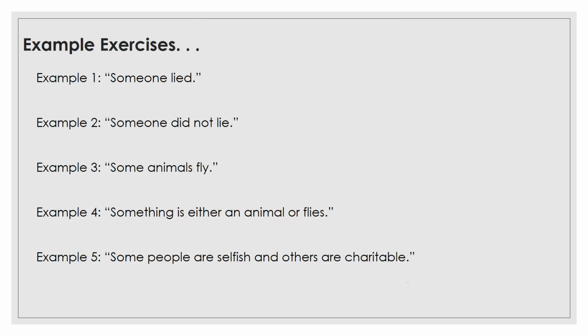With the introduction of the existential quantifier, let's do 5 examples here. The first one is someone lied. There's only one predicate, namely lied. And someone is definitely a particular proposition. It's not a universal one. So we'll say for some X, X is an L. Example 2, someone did not lie. The only difference is denying the predicate. So we'll say for some X, X is not L.